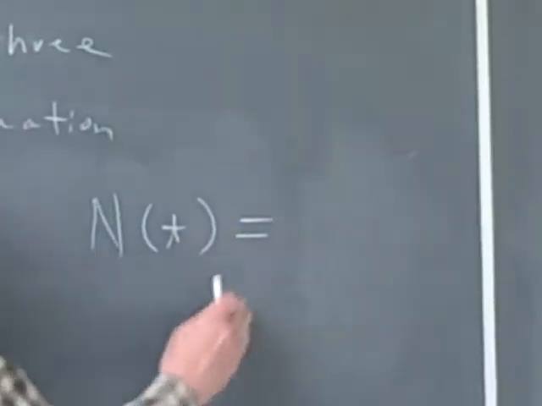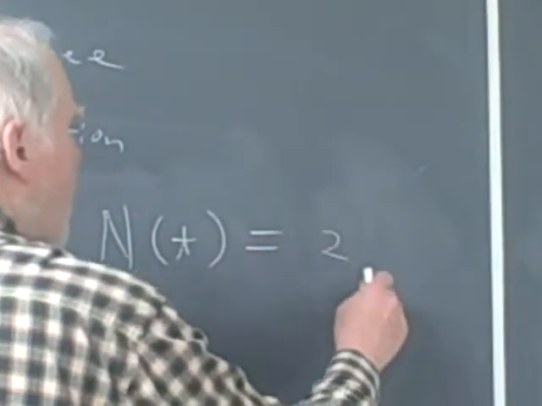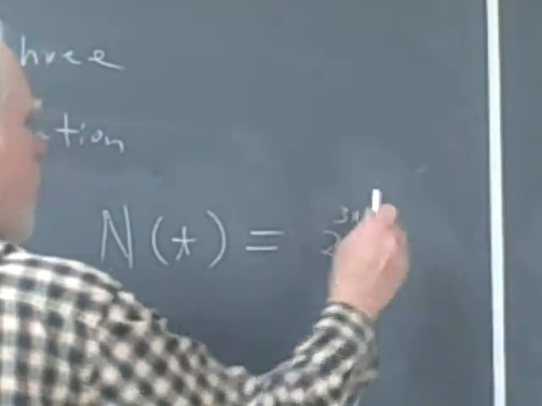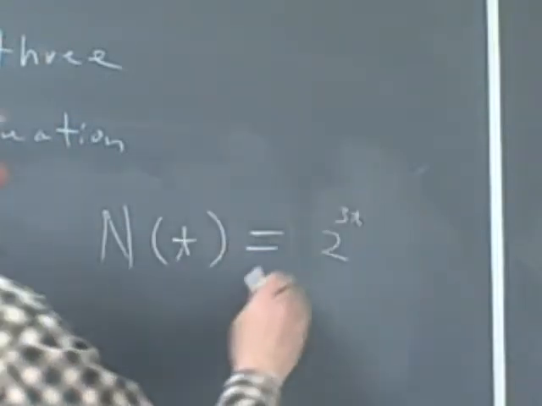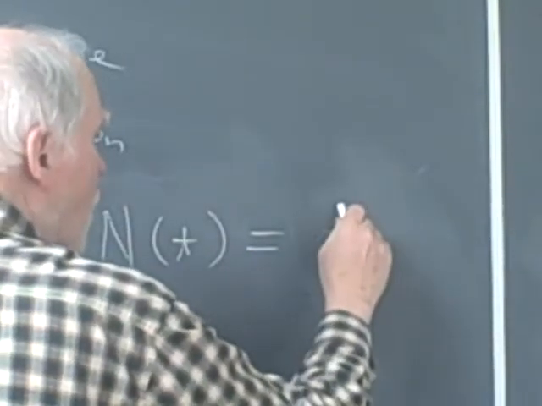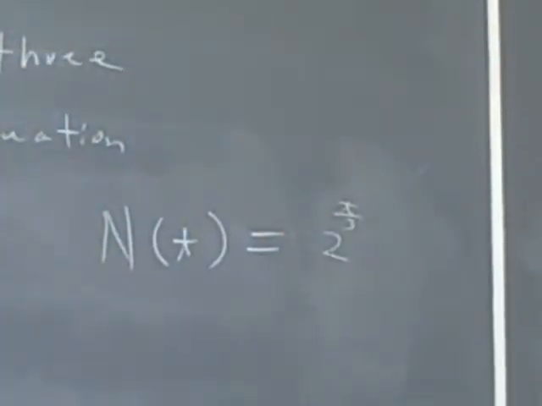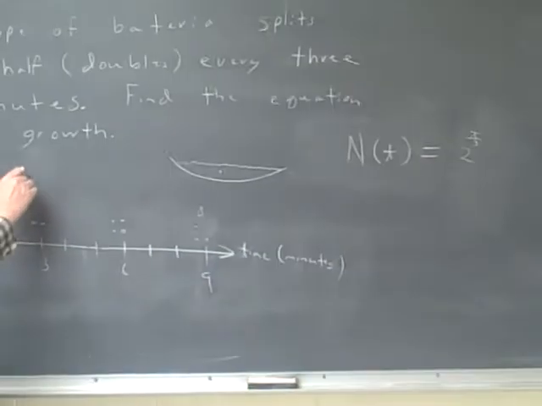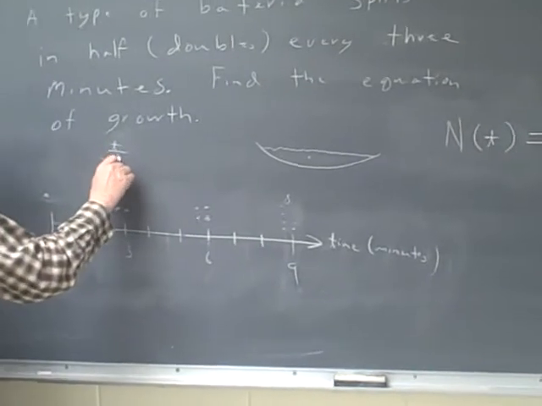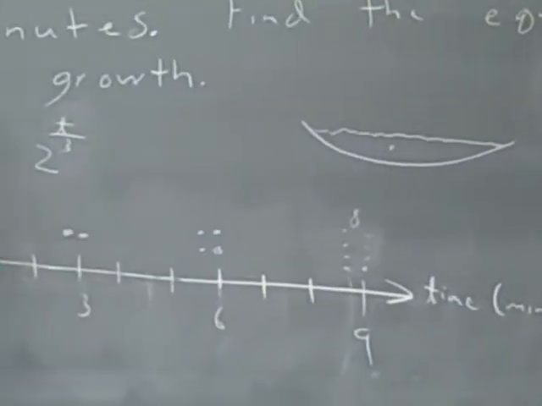But somebody will finally say, what about 2 to the 3t? Well, that doesn't work. We try that, doesn't work. And then somebody says, what about 2 to the t over 3? And I'll say, let's see if that works. So I'm going to put 2 to the t over 3, and we're going to use the scientific method.